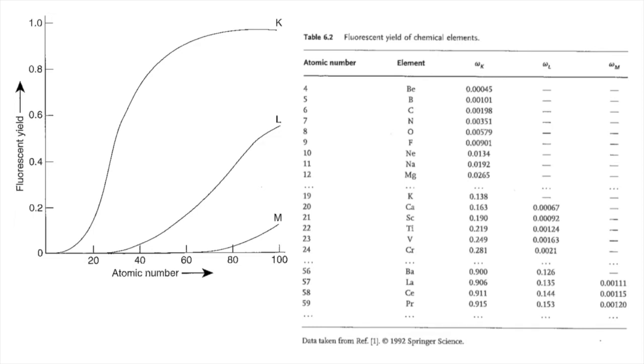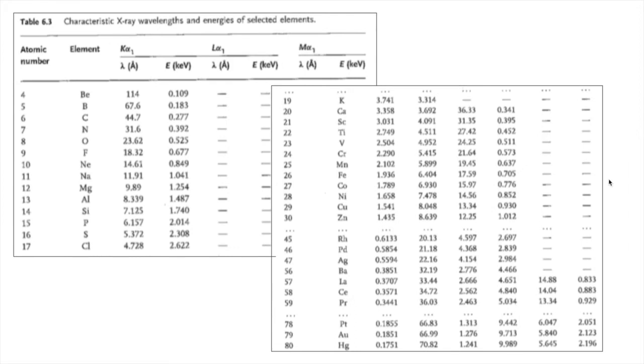Along with the fluorescent yield, the energies of these follow the same order as well. If I go to the next slide, we can see the characteristic X-ray wavelengths and also energies. I've got lambda for the wavelength and E for the energy. Basically we see the same trend: if we go up in atomic number, the energy goes up, and therefore the wavelength follows the reverse trend, so the wavelength goes down. You can see the same types of trends there.